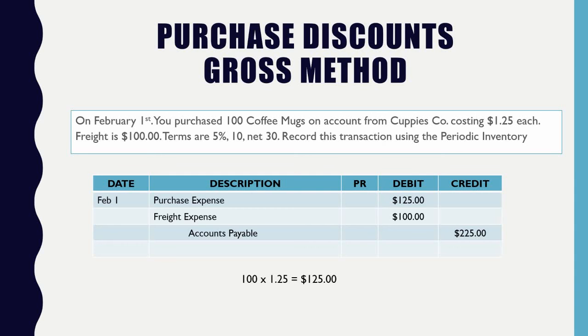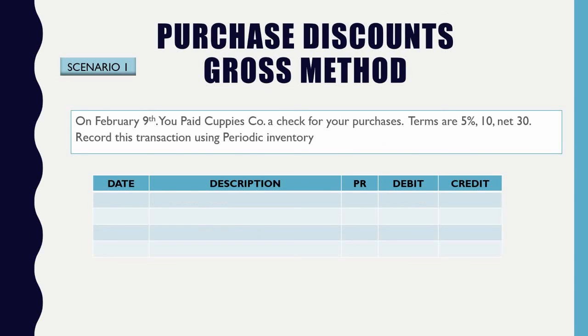So here we have the date, February 1st. All right. We made our purchase expense and our freight expense, right? We understand that the freight was 100 and the purchase was 100 coffee mugs that are worth $1.25 each. So therefore, the total amount that I owe should be $225. Okay? So let's look at scenario one. Okay? So scenario one, I decide that on February 9, I'm going to pay Cuppies Co. a check. I'm going to send them a check for my purchase order, or for the purchases I just had. So let's go back and determine what was the discount. What were the terms again? The terms were what?